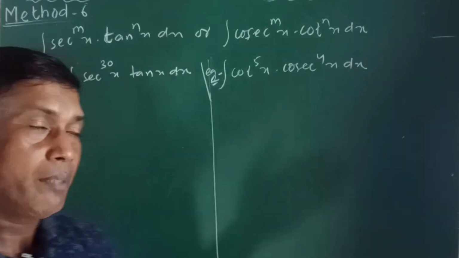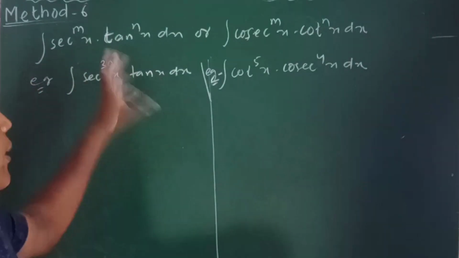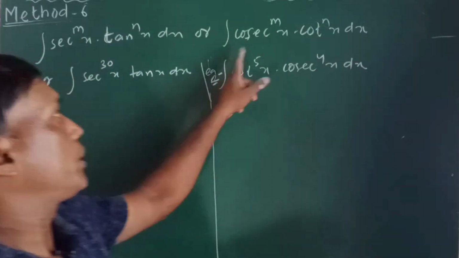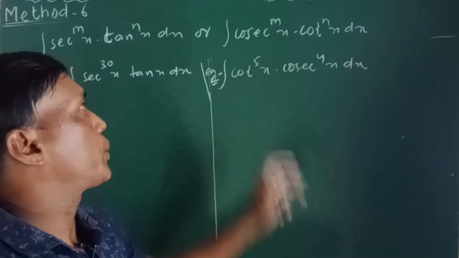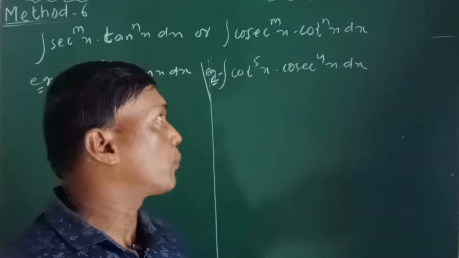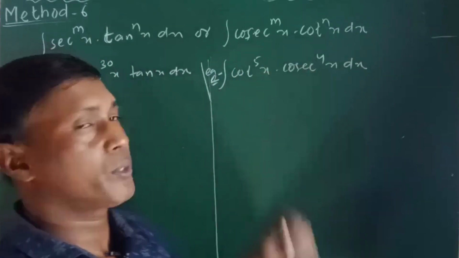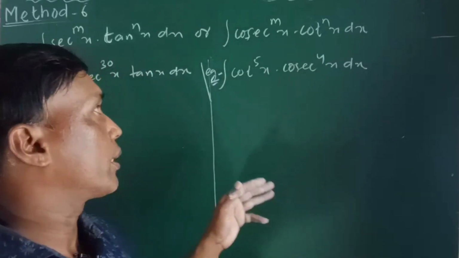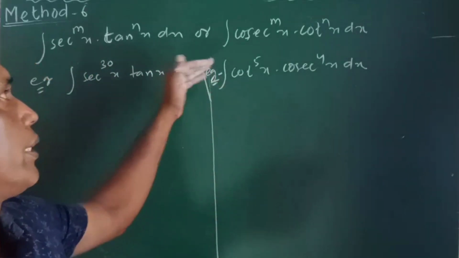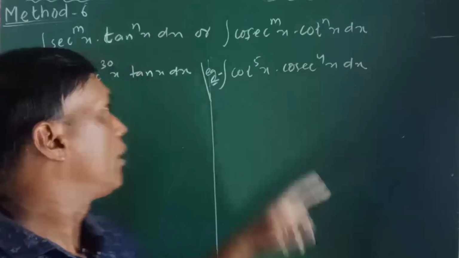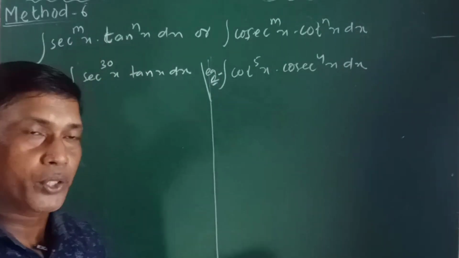If you want to substitute tan x, then create sec square x. Also here, if you want to substitute cosec x, then create cosec into cot. If you want to substitute cot, then create cosec square x. So that depends upon the nature of the powers of cosec and cot and sec and tan. So you have to judge this first. Now look at the example here.